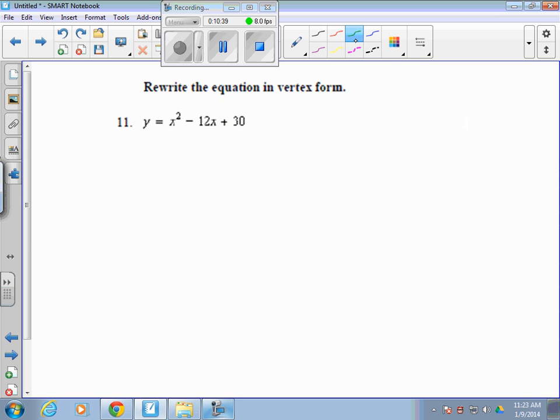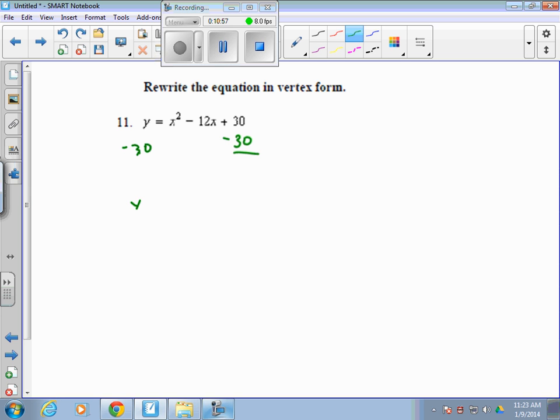Number 11, rewriting it in vertex form. This is a much better one than number 6 was to rewrite in vertex form. We still have to create a perfect trinomial by getting ourselves another c value. So subtract 30 to start. That c value doesn't work. Subtract it from the left side.